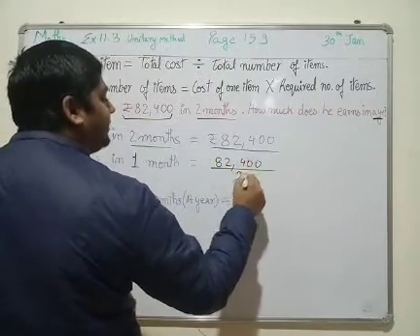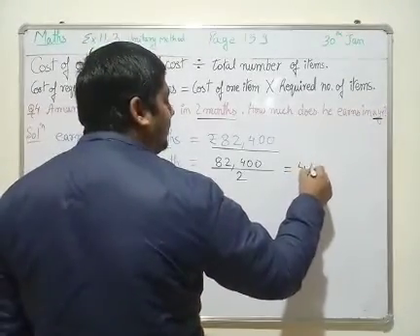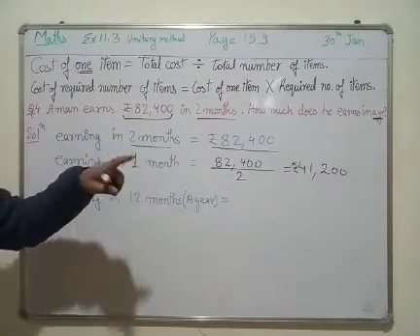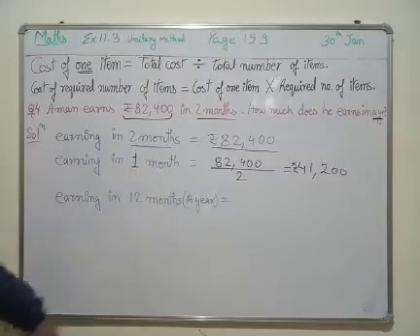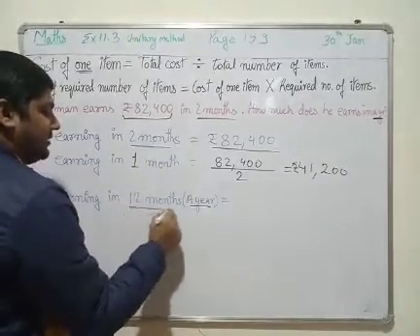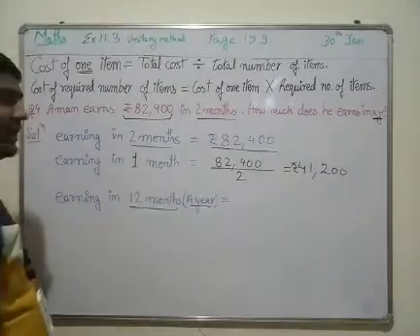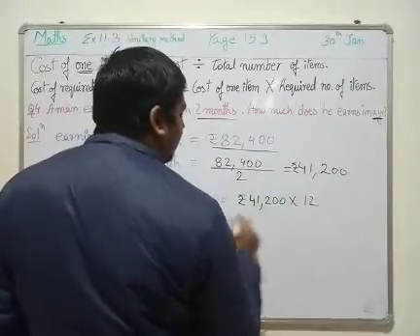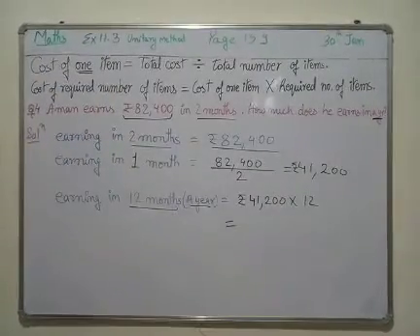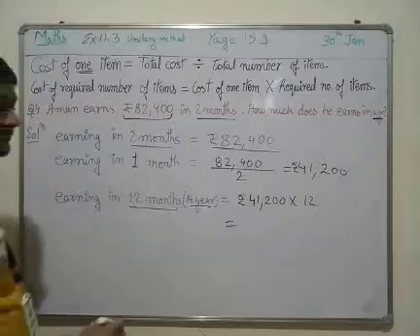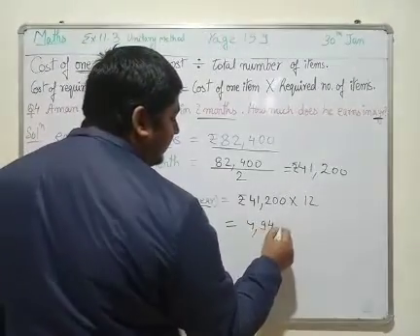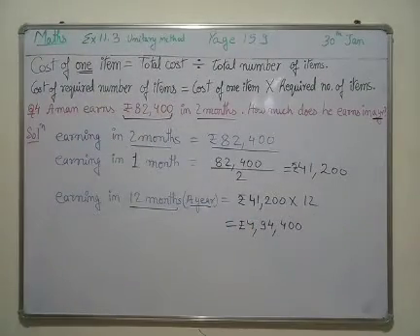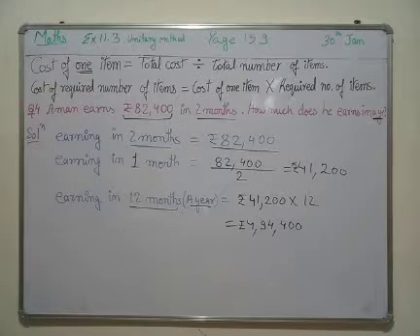82,400 divided by 2. Then we will get 41,200 rupees. Now the earning of 1 month we got. Then we have to find for a year. एक साल के लिए निकालना है. That 1 year has 12 months. तो हम 12 months के लिए निकाल देंगे. That will be rupees 41,200 multiplied by 12, and the answer you can find by normal multiplication. That is 4,94,400 rupees. So for the 12 months, that is 4,94,400 rupees. So that's how we are going to solve this question.